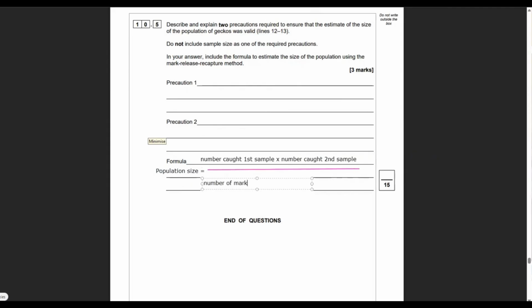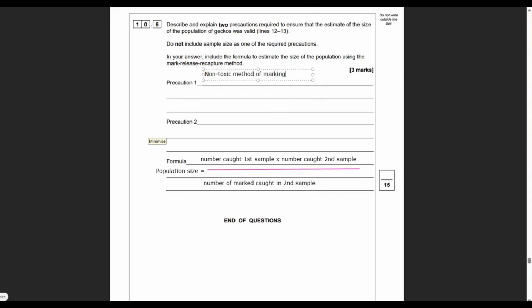Now you're going to multiply those two factors together: number caught in the first sample, number caught in the second sample. Then you're going to divide it by the number in the second sample that carried the marker you marked them with in the first sample. And there we go. So that will give you the estimation of population size.